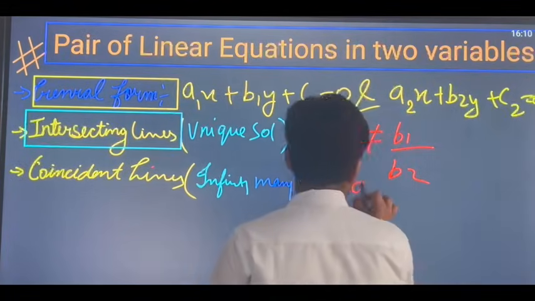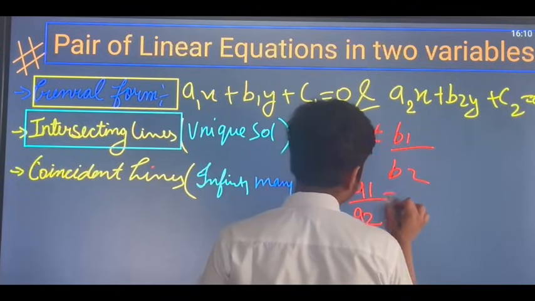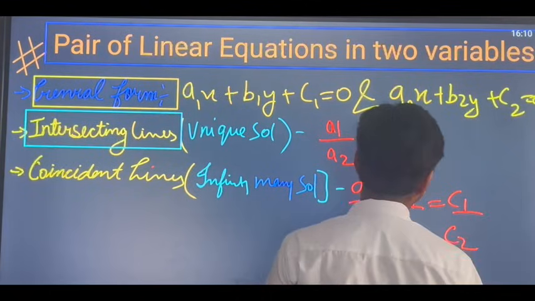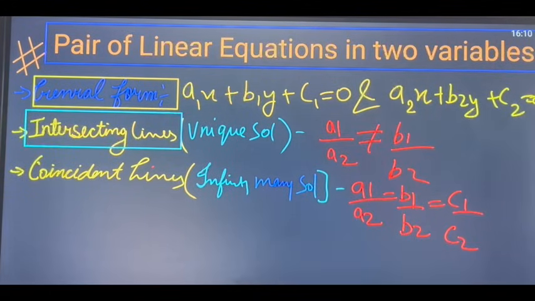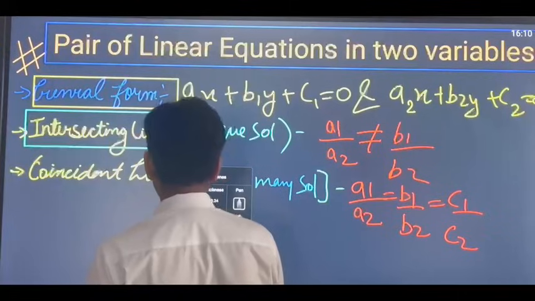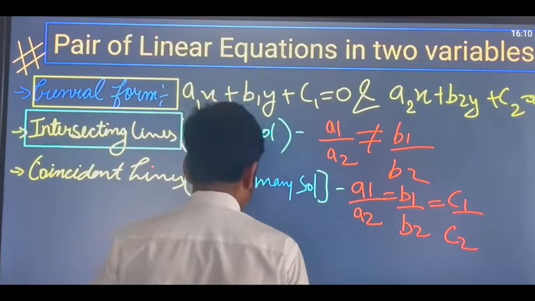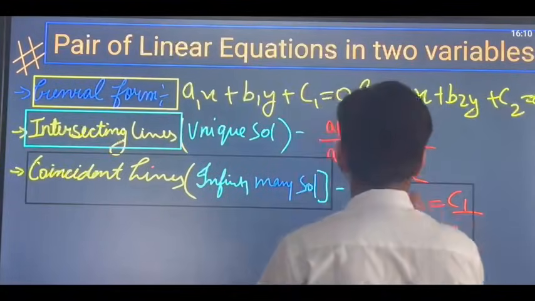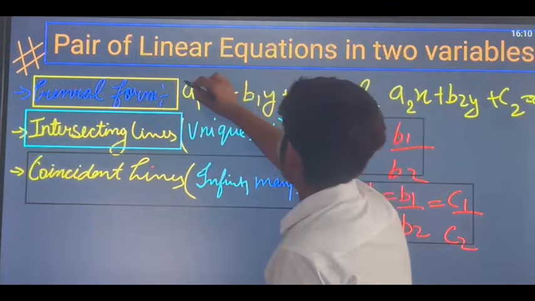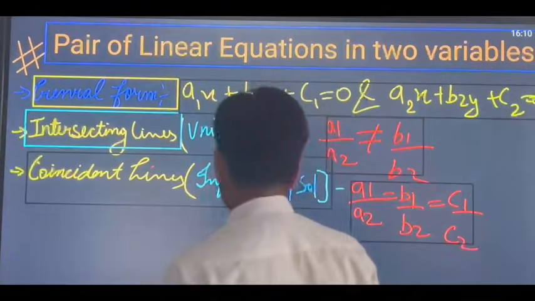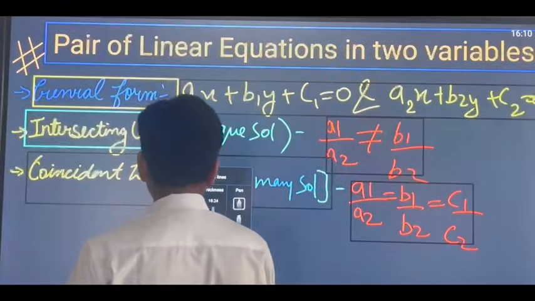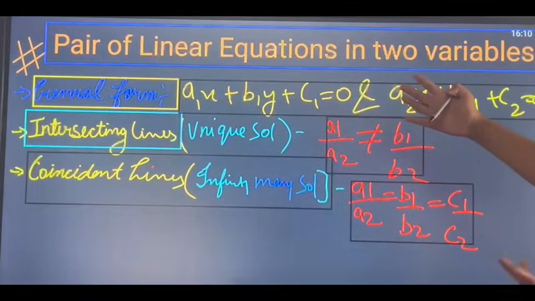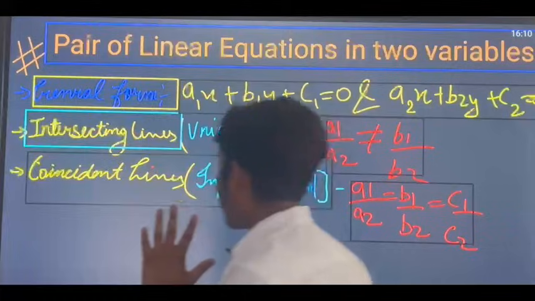So take the formula a1 upon a2 is equal to b1 upon b2 is equal to c1 upon c2. This has infinitely many solutions. So this is a coincident line and infinitely many solutions. Okay, next, move further. The first three are in general form: intersecting and coincident, and the last is parallel line.